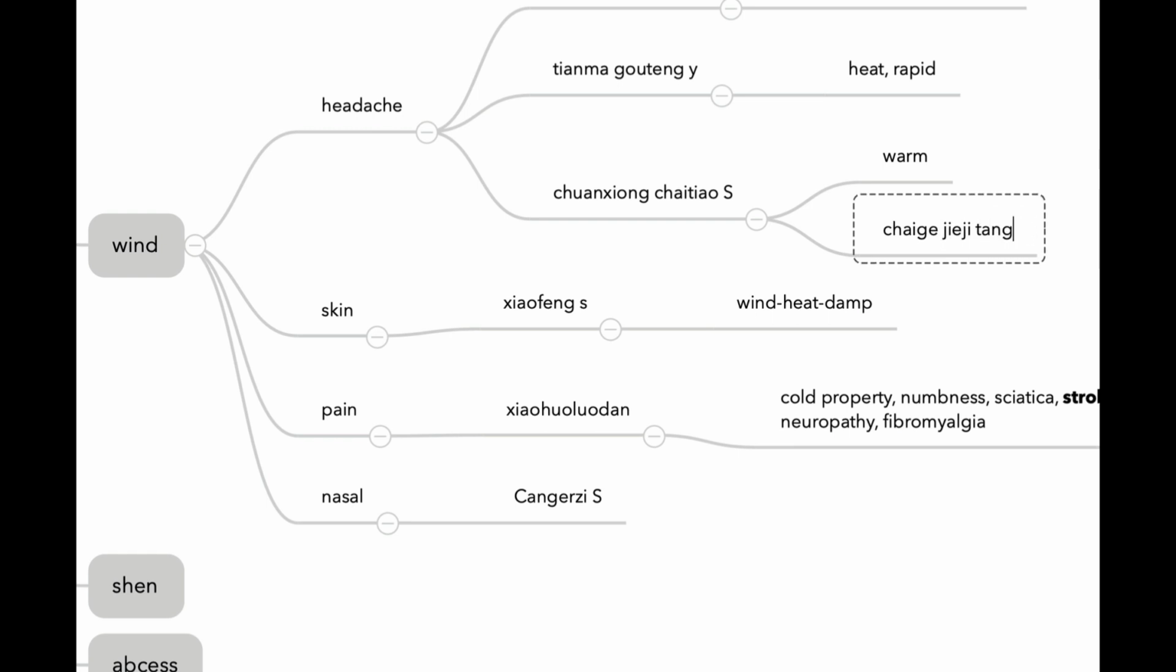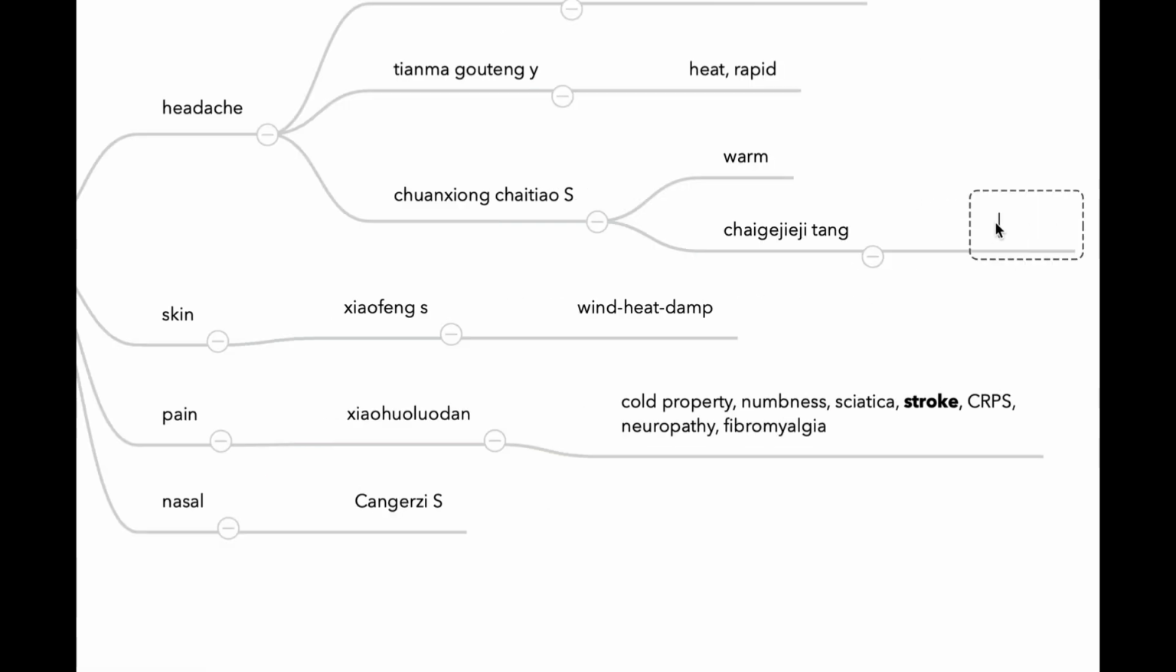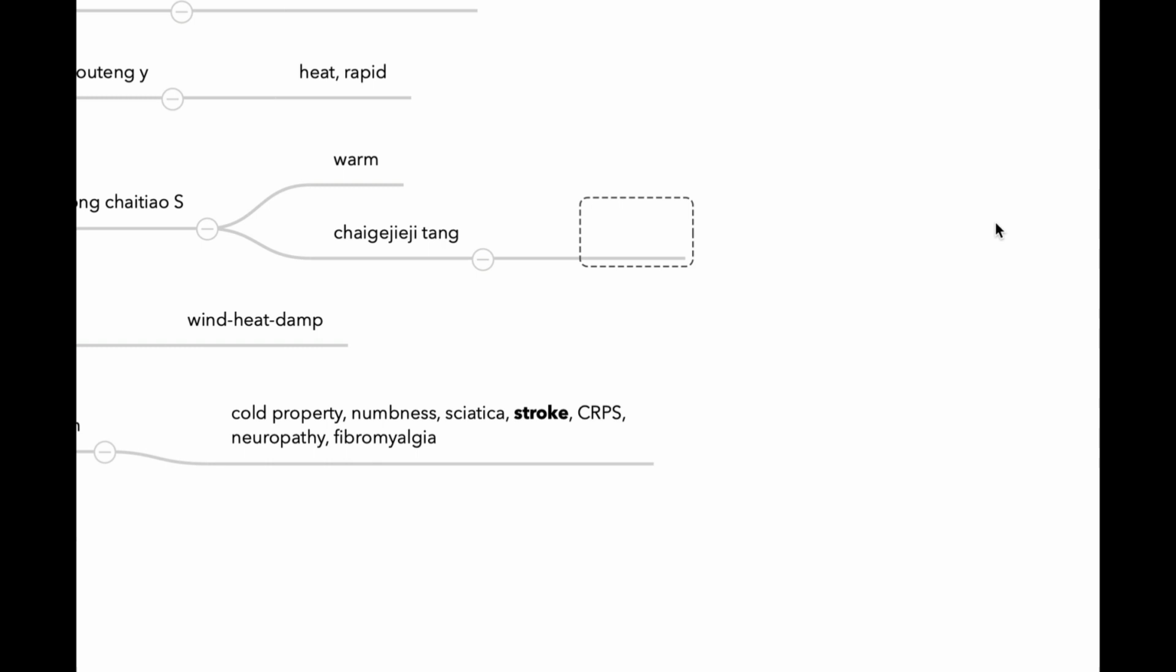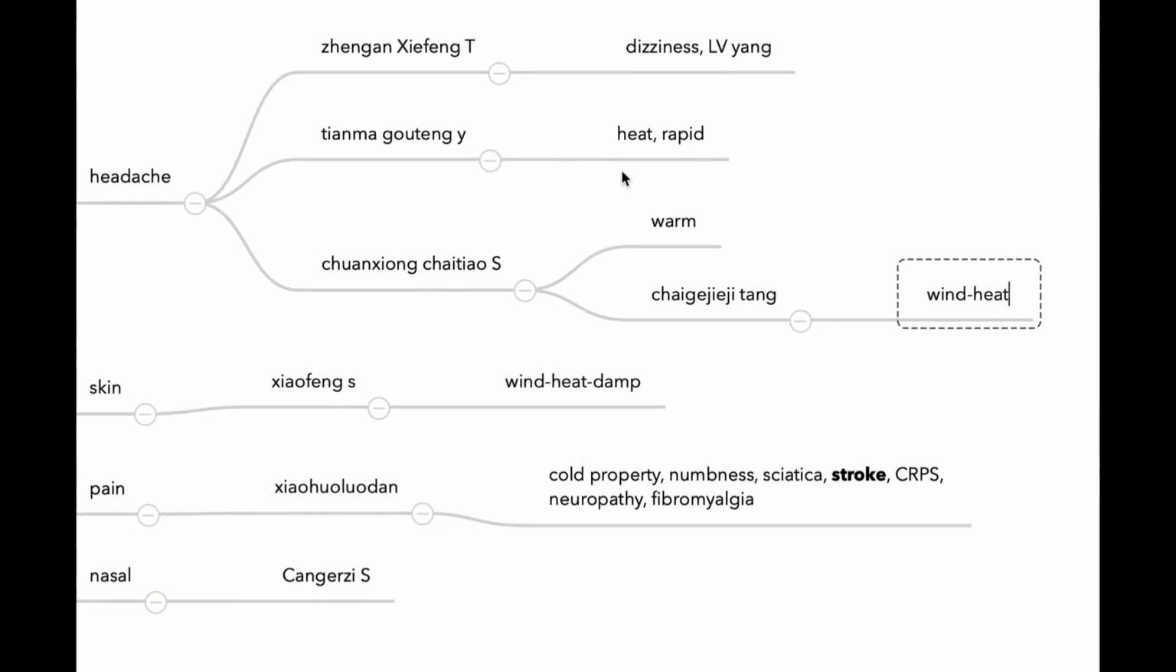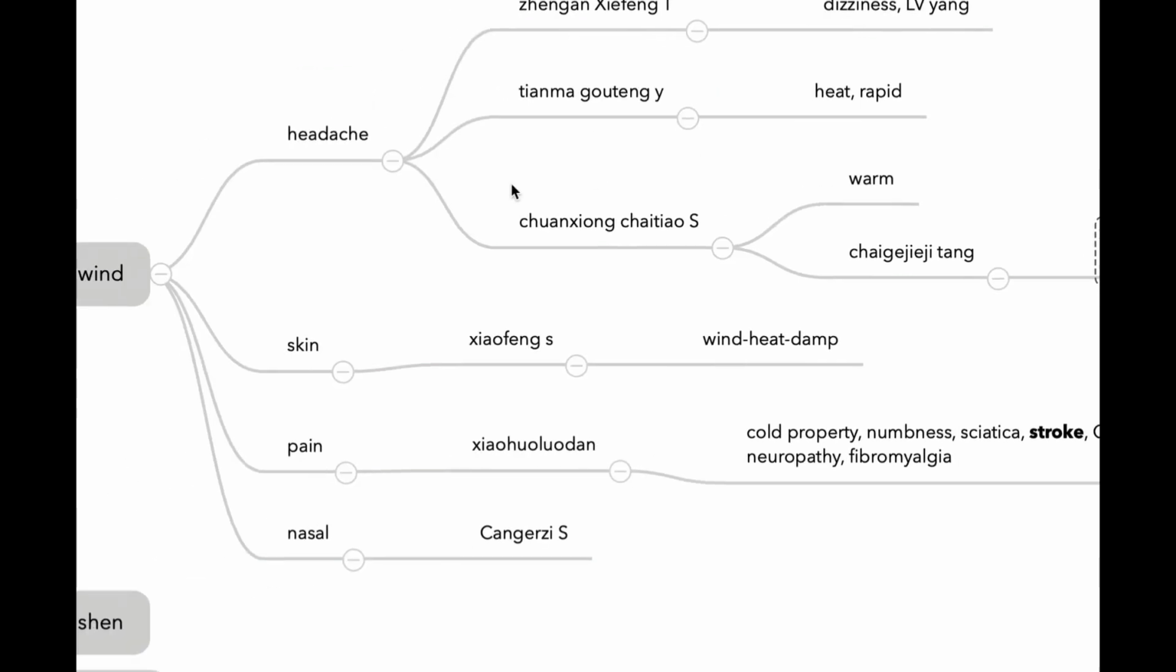Juhua Chatiao San. Do you remember Juhua Chatiao San? It is commonly used for headache, but this formula cools. So this formula is for wind heat. So any other formula for headache? Likewise, we said migraine headache: Wuzhuyu Tang, Banxia Baizhu Tianma Tang. Remember those formulas too for headache.